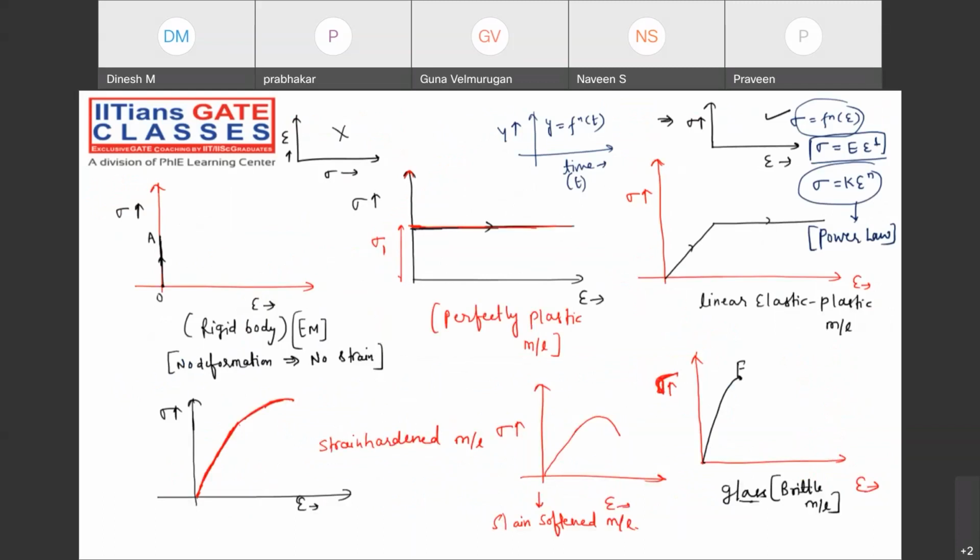Now, is it done? Whenever there are independent parameters, they are always represented on the x-axis. Similarly, independent like time, we have the strain. That's why we represent strain on the x-axis, not on the y-axis. No doubt, very, very important.